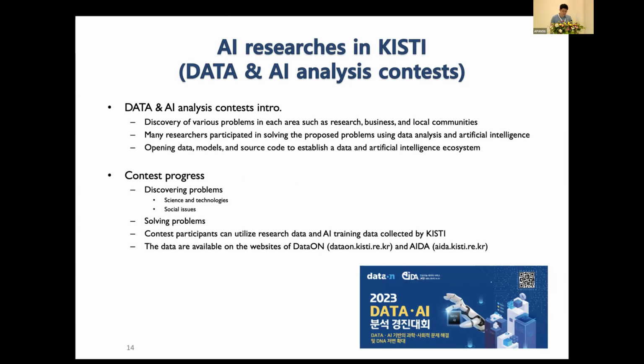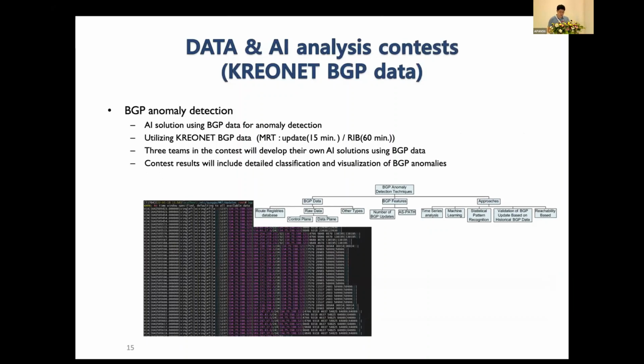For each subject, KISTI selected three teams to solve science and technology issues or local issues. The contest program committee at each sub-department of KISTI provides data and questions for the contest. Then I had to select the data and problem. There are lots of various types of network operation data. Time series and scalar value data are easy to predict and easy to apply network algorithms, so AI algorithms. So I did not choose an easy problem.